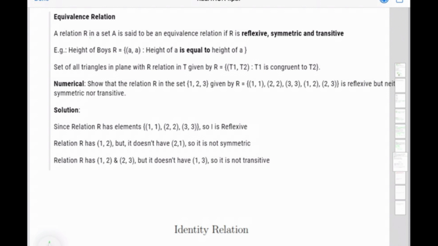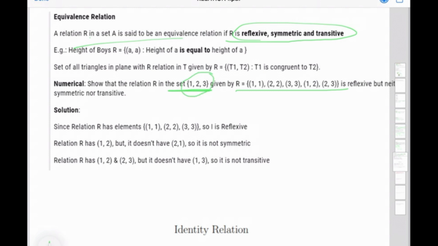A relation R is said to be an equivalence relation when R is reflexive, symmetric and transitive. If a relation is symmetric, reflexive and transitive, then it will be an equivalence relation. So you will get questions also to prove equivalence relation. Now here I've taken one example. Suppose you have a set {1, 2, 3} and a relation is given in the set as this one. So here we have to check whether it is reflexive, symmetric or not.